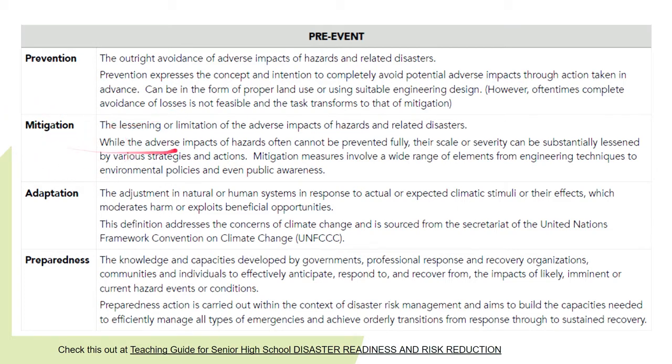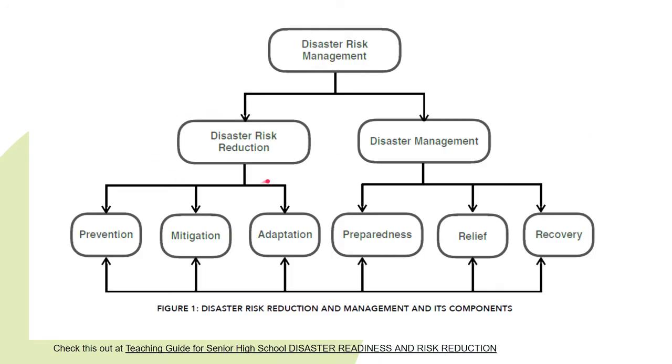Mitigation tells us the lessening of the impact. So one is to prevent, another is to mitigate or to lessen the impacts of those disasters. Adaptation tells us that it involves the adjustment of natural or human systems, adjustment of natural or human infrastructure in response to possible effects of a disaster. So these three, prevention, mitigation, and adaptation, fall under disaster risk reduction. However, should disaster occur, now we have disaster management.